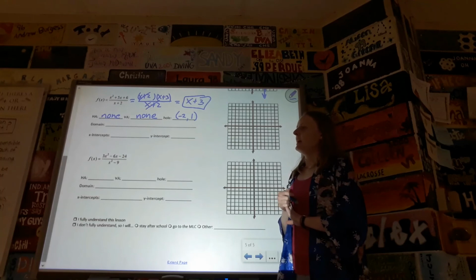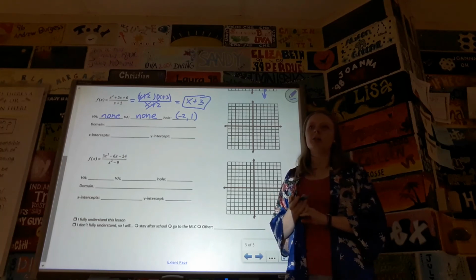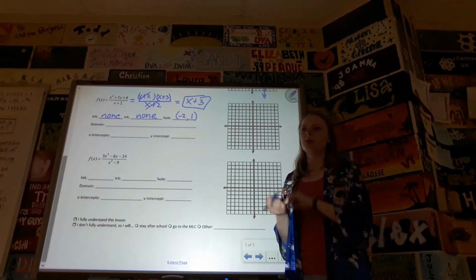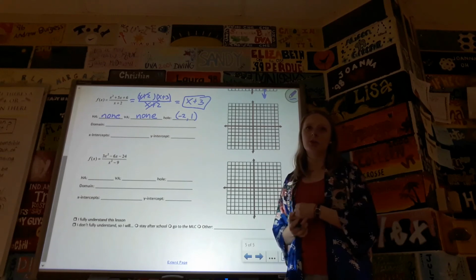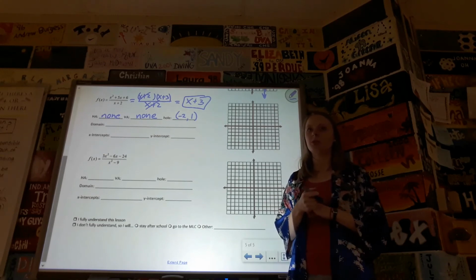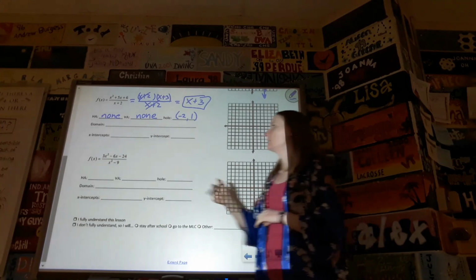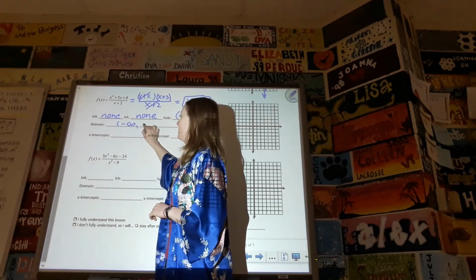Then I'm going to write the domain. The domain is going to jump over the discontinuities. The only options we have for discontinuities are the vertical asymptote and the hole. I don't have a vertical asymptote, so the only number I'm going to jump over in the domain is negative 2. So I have a single jump.